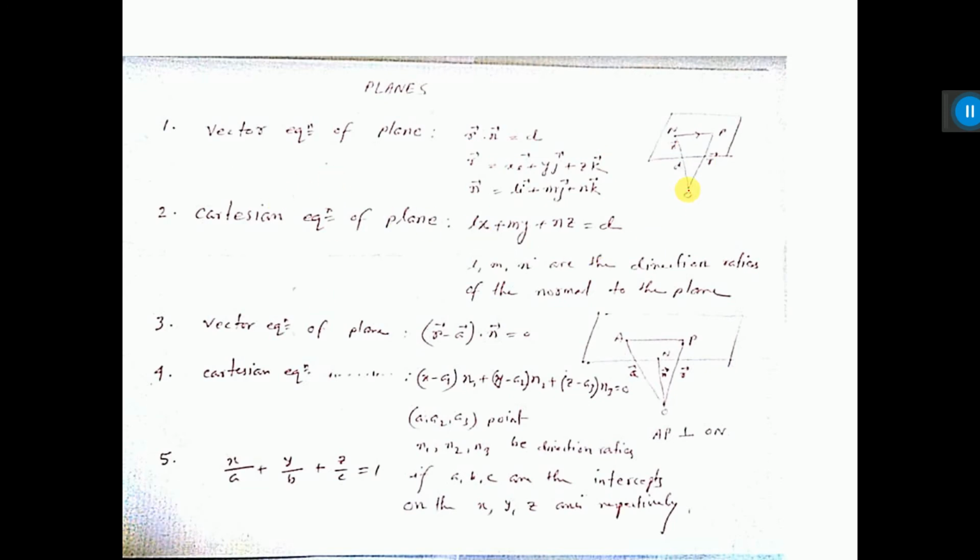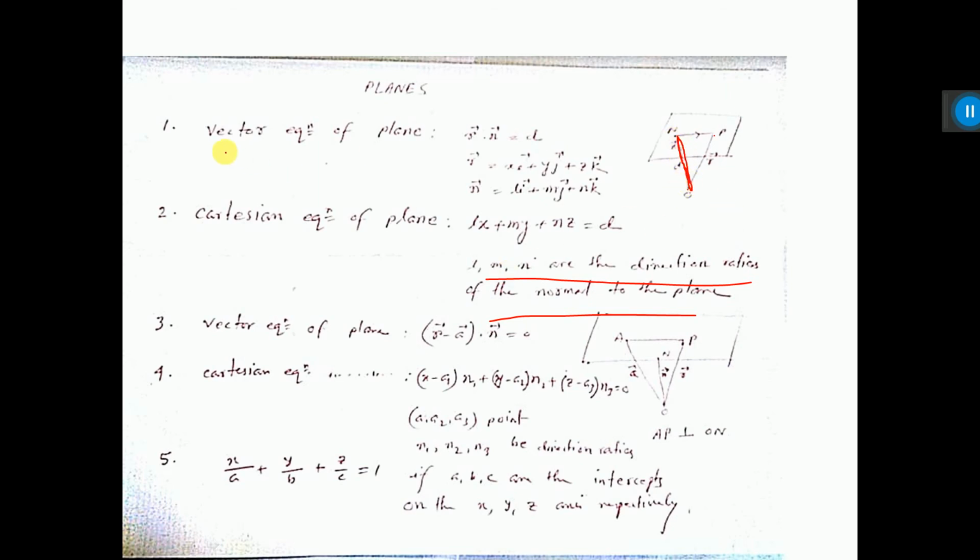Where O is the origin and P is a point on the plane, and r is the position vector, where r equal to xi plus yj plus zk. Now you see here it is written l, m, n are the direction ratios of the normal to the plane. Normal which one? This one, ON is the normal, and the distance ON is d.